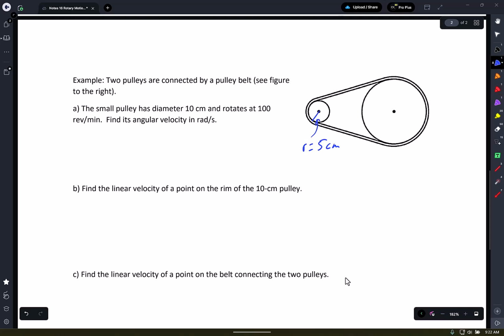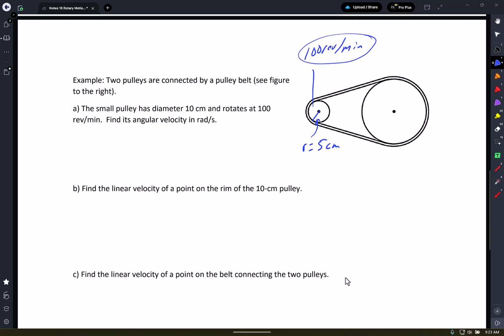The small pulley of diameter 10 centimeters rotates at 100 revolutions per minute. Okay, so this small one is going 100 revolutions per minute. Find its angular velocity in radians per second. Okay, we can do that. So start with what they give you. 100 revolutions per what? Minute. And what do they want? They want what? Radians per second.